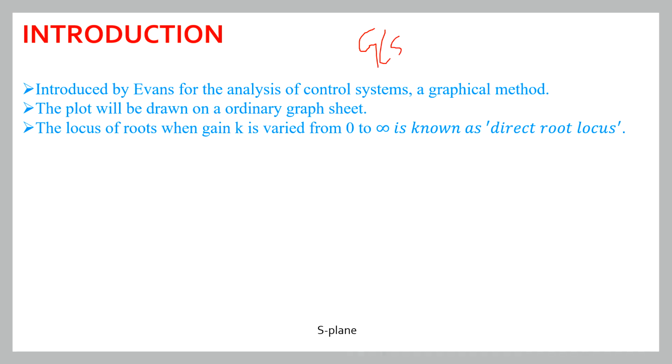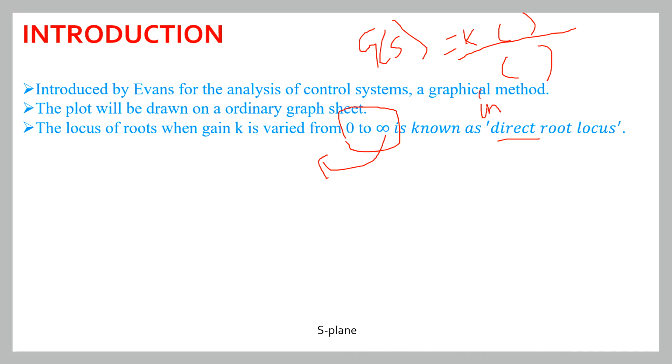G(s) will involve the parameter system gain K multiplied by the numerator polynomial divided by the denominator polynomial. The system gain K, when it is varied from 0 to infinity, is called direct root locus. When K is varied from minus infinity to 0, it is called indirect root locus. Most of the time, we'll discuss the direct root locus.